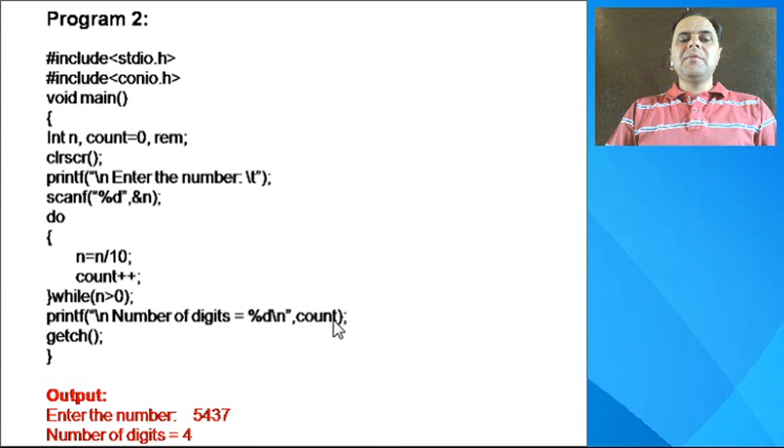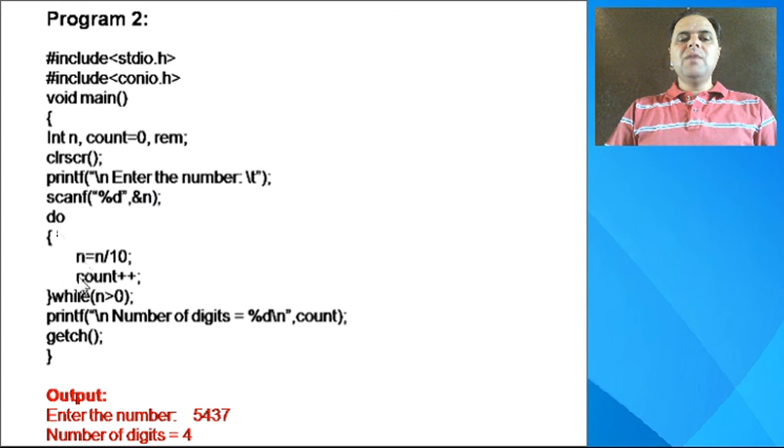Let's discuss another program. Here we will count the number of digits of a number. I have written a program to count the number of digits of a number. So, include two header files. I have taken three integer variables: first n, then count, which is initialized with 0, and then rem, the remainder. So enter the number of which you want to count the digits.